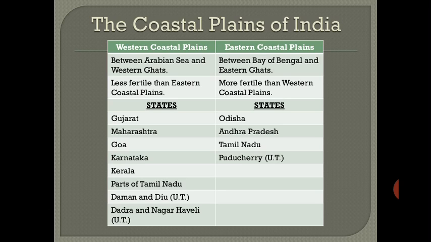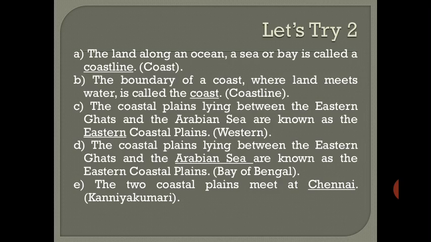Okay, next, let's try two: underline the correct words and write the correct words above it. First, the land along an ocean or sea or bay is called a coastline. No, you have to underline coastline, and you have to write here coast. And the boundary of a coast where land meets water is called the coast. So you have to underline coast and you have to write here coastline.